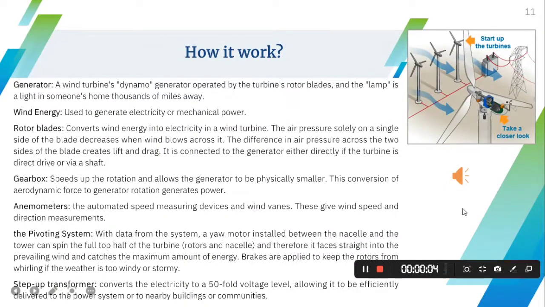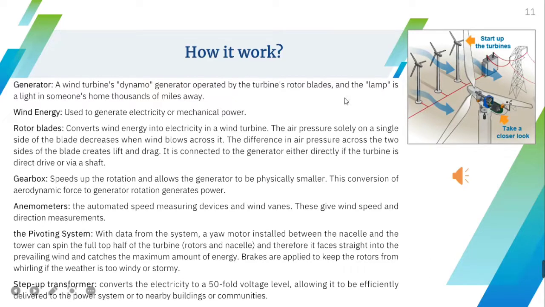How wind turbines work is that the crucial component of all turbines is the generator, which functions as a wind turbine's dynamo. This component is operated by the turbine's rotor blades, and the lamp is a light in someone's home thousands of miles away. Next is the wind energy technique used to generate electricity or mechanical power.